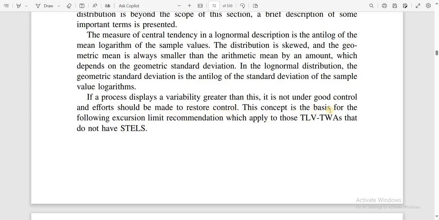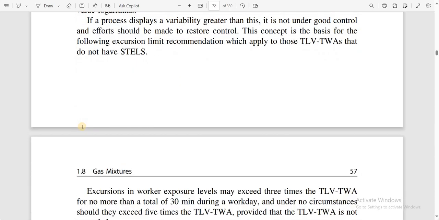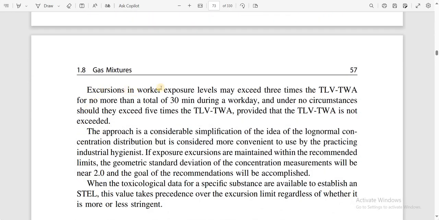This concept is the basis for the following excursion limit recommendation, which applies to those TLV-TWAs that do not have STELs. Excursions in worker exposure levels may exceed 3 times the TLV-TWA for no more than a total of 30 minutes during a workday, and under no circumstances should they exceed 5 times the TLV-TWA, provided that the TLV-TWA is not exceeded.